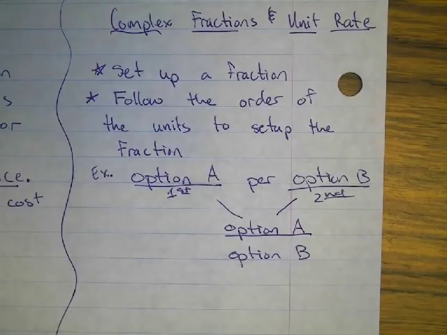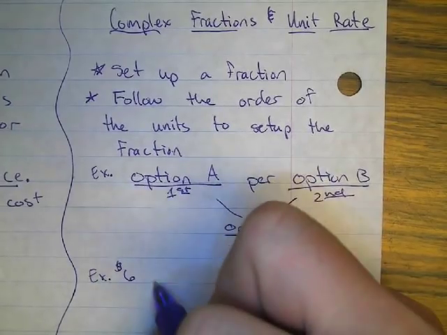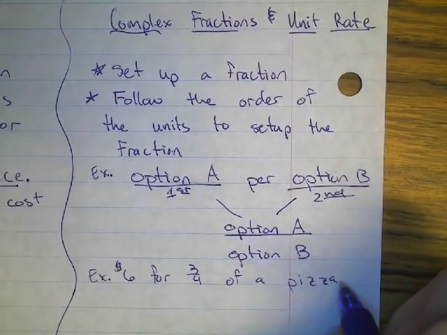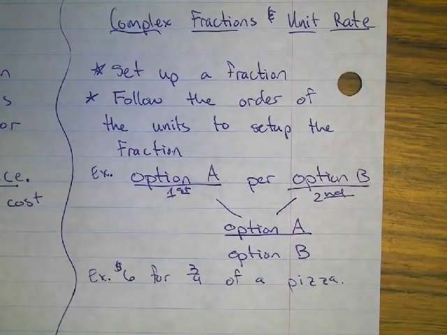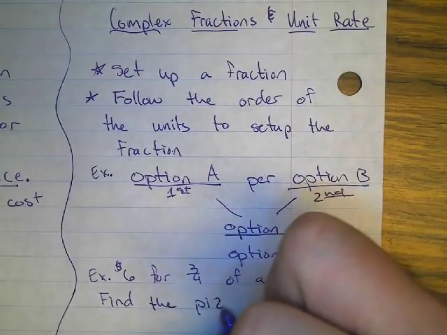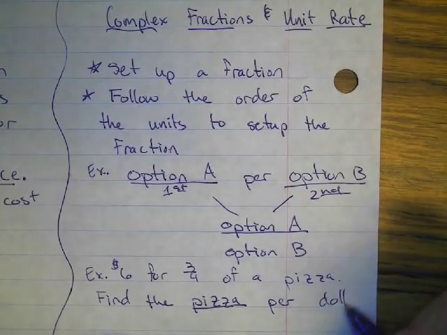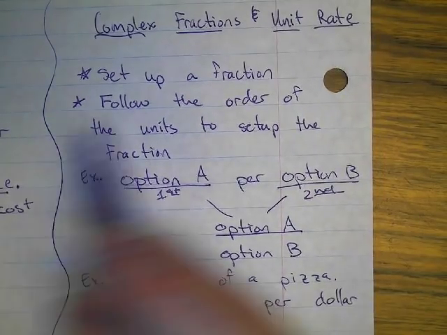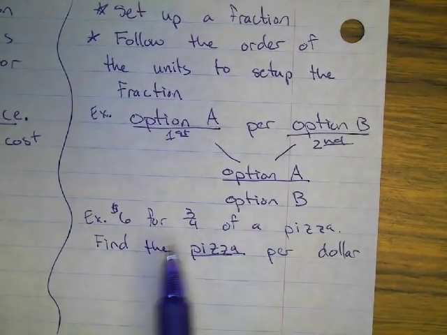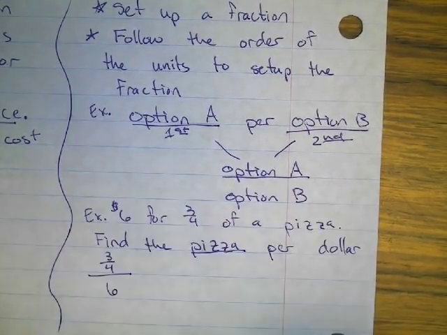So let's say we have another example, $6 for 3/4 of a pizza. Find the pizza per dollar. Now we use the order. It says nothing about unit price, so we'll use the order of the words. Pizza per dollar. So my pizza comes first, so I'll have my 3/4 in the numerator over 6.